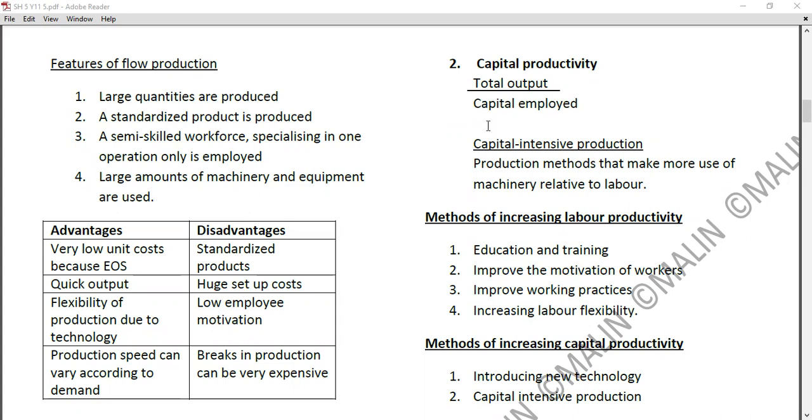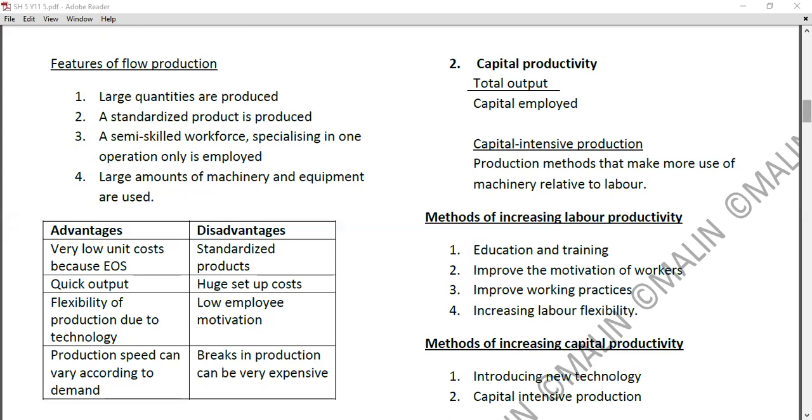Normally in examinations they give calculation questions: this is the amount of capital employed and this is the amount of output. So you have to divide the output by the input. Then you can get the answer as a labor intensive or capital intensive business. Capital intensive production means the production method that makes more use of machinery relative to labor.